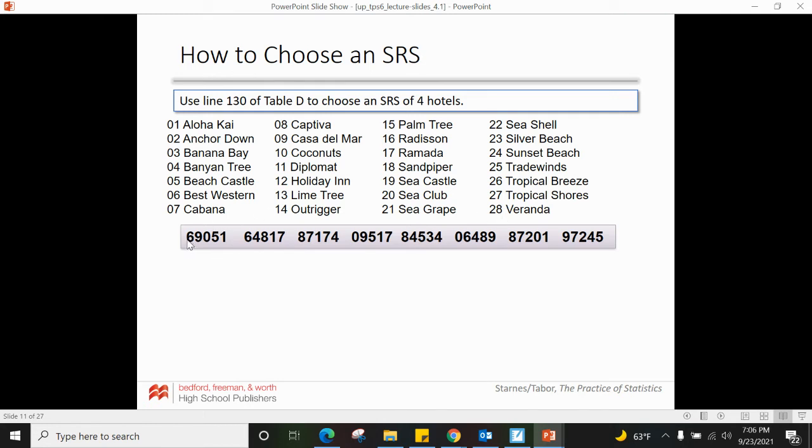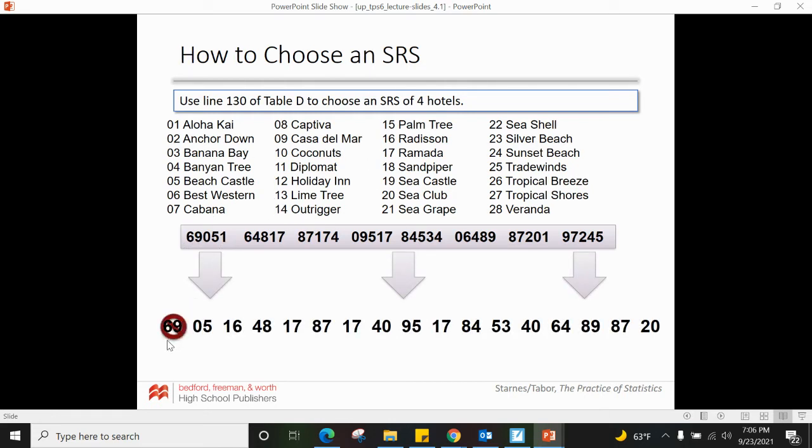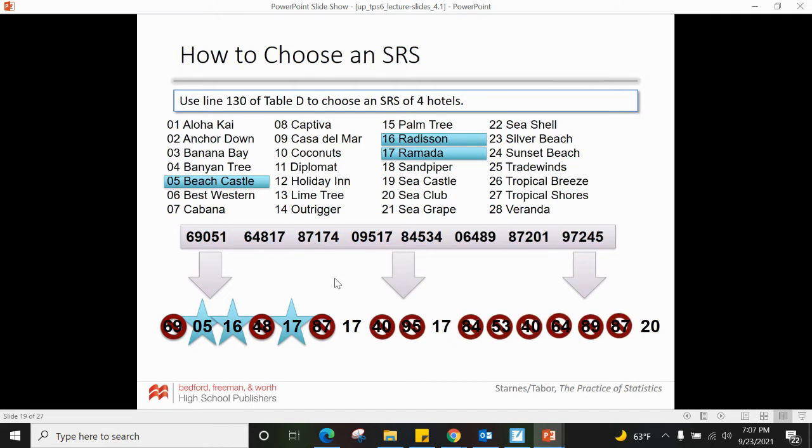So we're not looking at 6, we're looking at 69. 69 is not in our sample, so we skip 69. 05 is in our sample, so we're going to use 05. Then we get 16, hey, that is in our sample. 48 is not in our sample, but 17 is. 87 is not. Oh, but sorry, I jumped ahead. Let me go back. So 17 is in our sample.